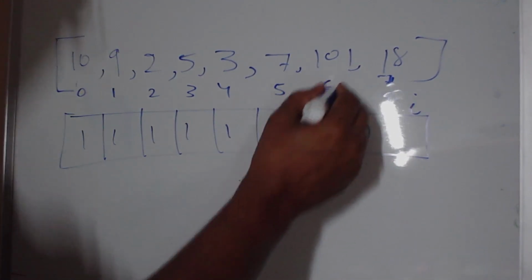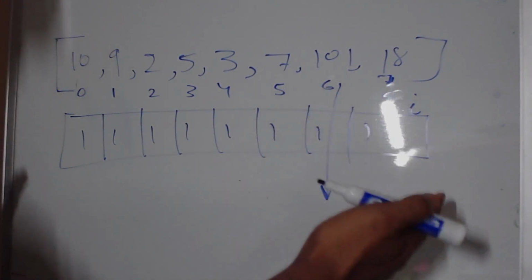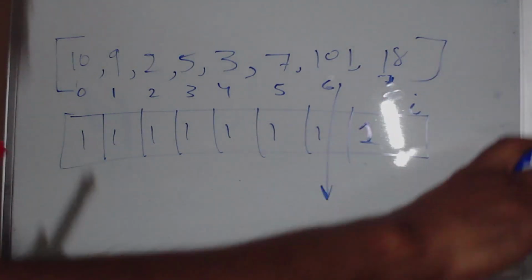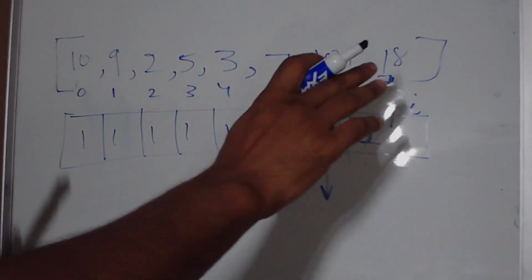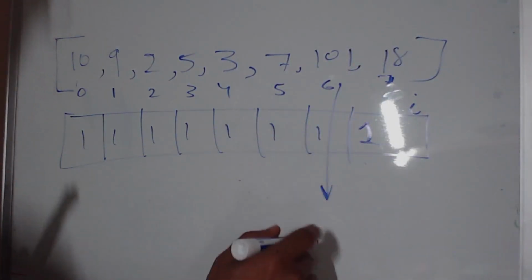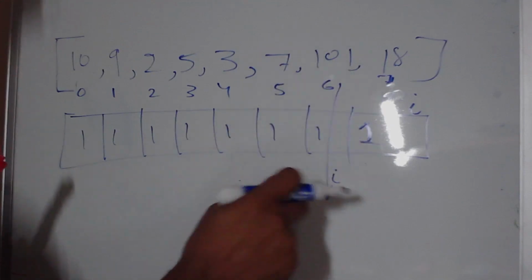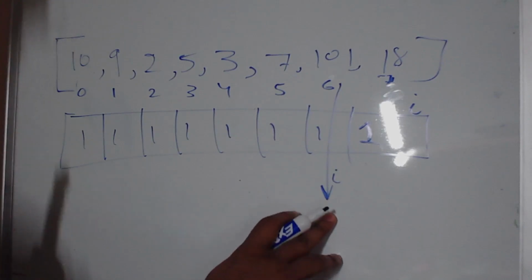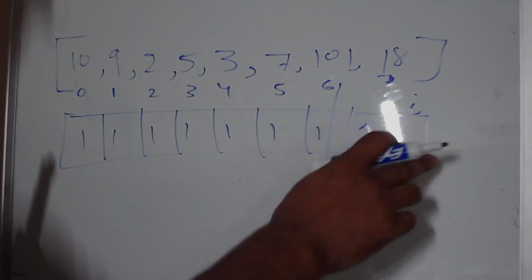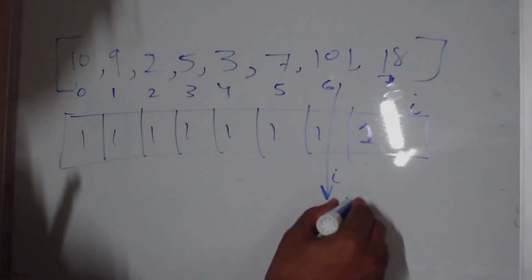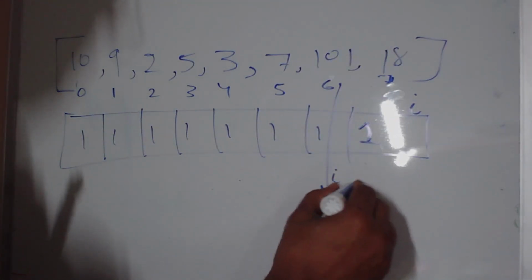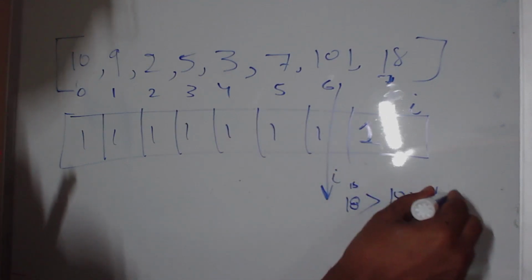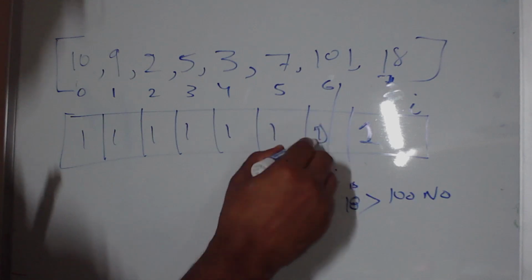The last one will always stay 1 because there is no item to the right side of 18, right? Let's start our I from 101, from the 6th index. Then from here we compare: is 18 greater than 101? No, right? Then it's going to stay 1.